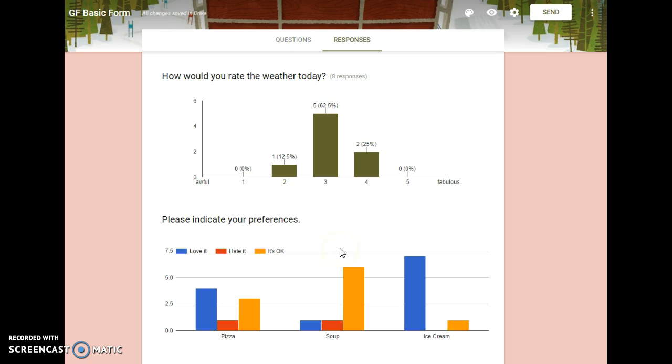And then the final chart that we have here was our multiple choice grid, and this was where our respondents were letting us know on each of these 3 types of foods whether they loved it, hated it, or if they just thought it was okay. And not surprisingly, seeing as how I filled in all the answers, not surprisingly that ice cream was everybody's favorite.